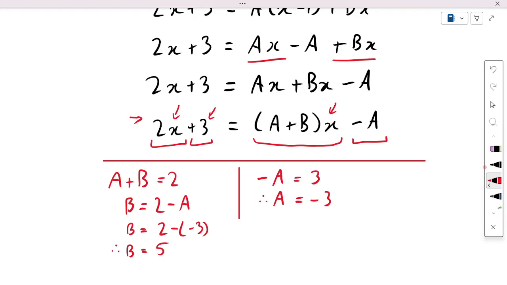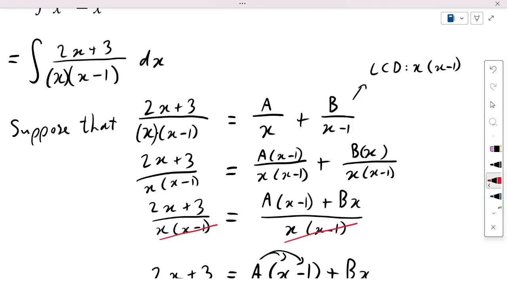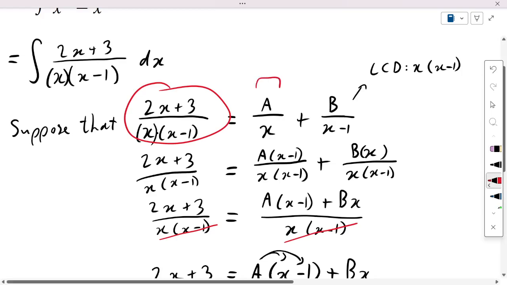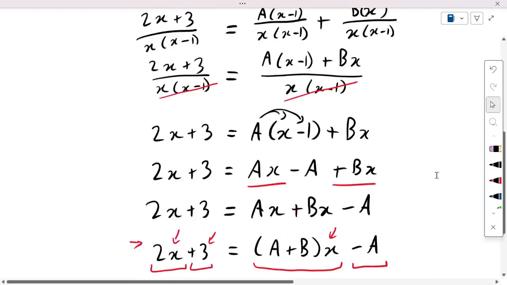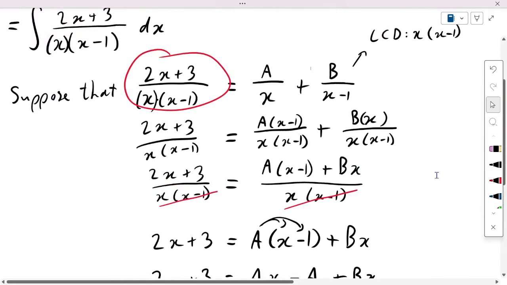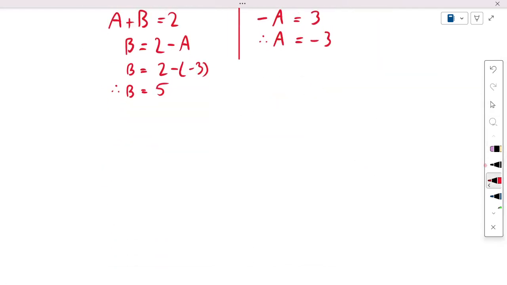And then what do you remember from the beginning? If you remember from the beginning, we let this fraction over here be equal to these two terms here, where we didn't know what a was or b was, but now we know what a is and b is. We know that a is equal to negative 3 and b is equal to 5. So we're just going to plug that into this side over here. So I'm going to now divide it again like this, so that we're done with that section.